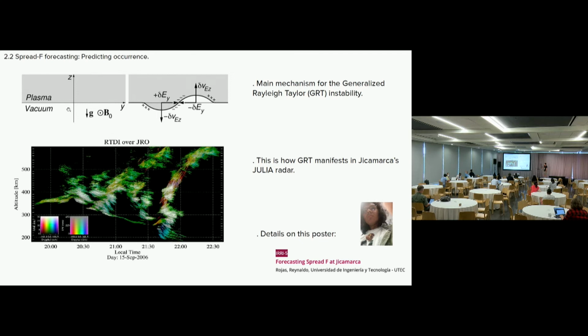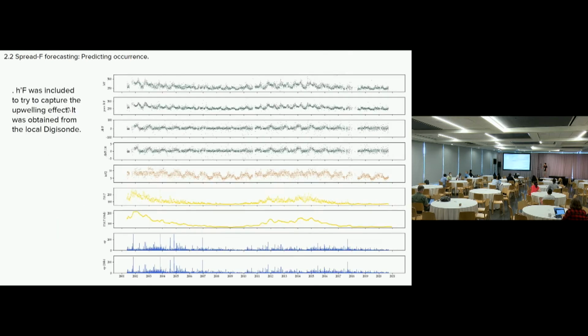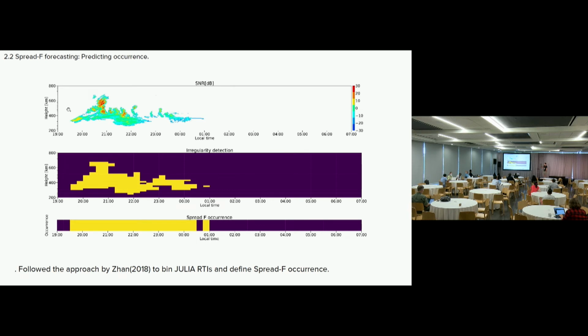We worked on this project with Reynaldo, who won the poster competition as an undergrad. In order to build a neural network model, we need X and Y. X is going to be some set of geophysical parameters, and Y in this case has to be occurrence data, occurrence of spread F. So what we did was take the Julia radar data and propose some criteria to define occurrence of spread F. We based this on the Sun 2008 paper.